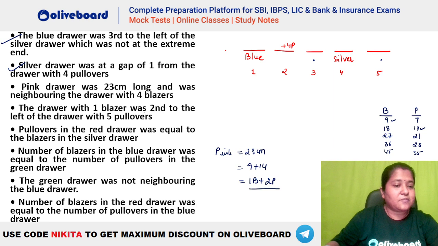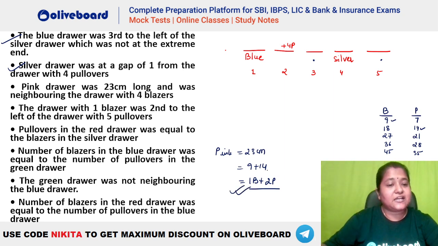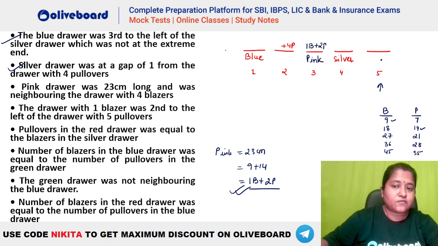The drawer with one blazer was second to the left of the drawer with five pullovers. So one blazer, you can see this is your one blazer. Pink is the one with one blazer. Now it has to be second to the left of five pullovers. That means this one cannot be pink, because pink has to be second to the left of something. That means the only possibility will be pink here. So this is going to be your pink with one blazer plus two pullovers. It is a neighbor of four blazers. Now, four blazers can be the silver one also, can be the second one also, right? Either of the two possibilities.